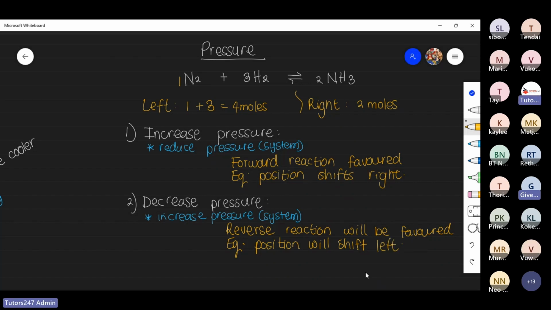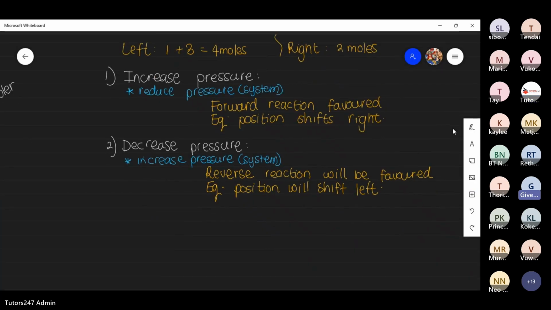If the pressure of the system has been increased, the system will favor the reaction that moves to the lesser number of moles. If the pressure in the system has been decreased, the system will move to the side that has a greater number of moles. So let me write out those two notes for you so you don't forget.